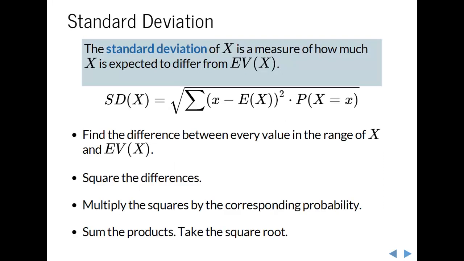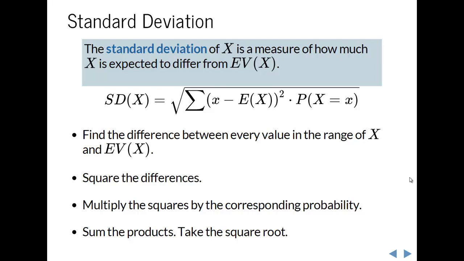Now, knowing the expected value is not quite enough to give us a true picture of a random variable. The standard deviation of a random variable is the same concept that we've encountered in the past with standard deviation. It is a measure of the give or take. In other words, it measures the amount that we would expect a random variable x to differ from its expected value.